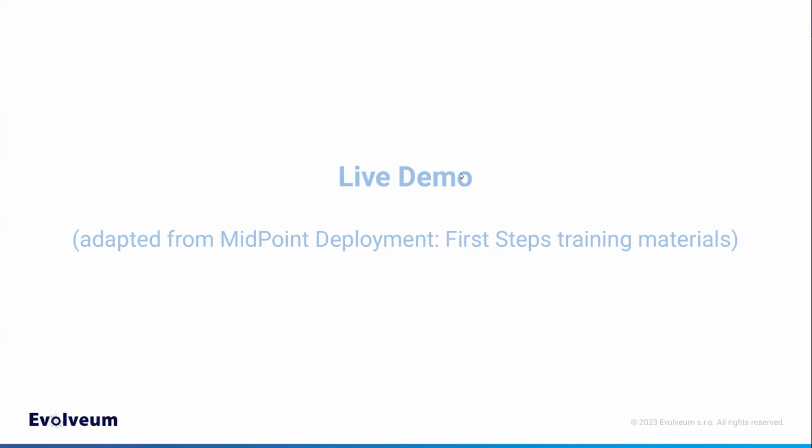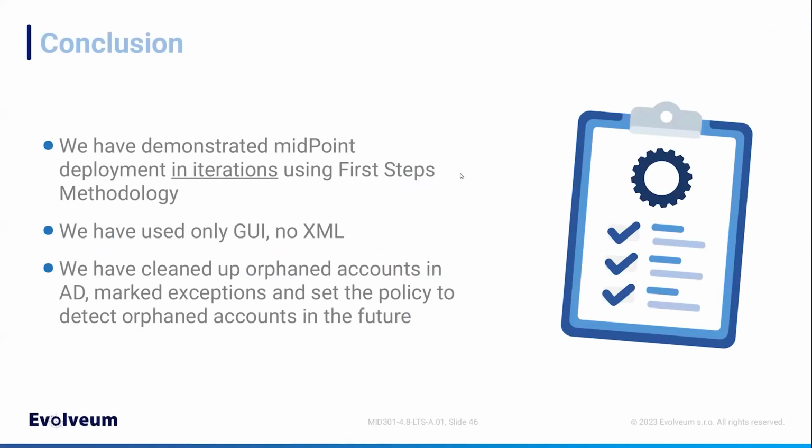I will switch to the few slides which I have, the conclusion. You have now seen in 1 hour that we have demonstrated midpoint deployment in iterations using first steps methodology. Of course, it was short and of course it was a bit fast, but you have seen these steps like we were able to continue even if there were some issues. We have used only user interface. No XML was involved. We have cleaned up the orphaned accounts in Active Directory. We have marked exceptions. We have set the policy to detect the orphaned accounts in the future.